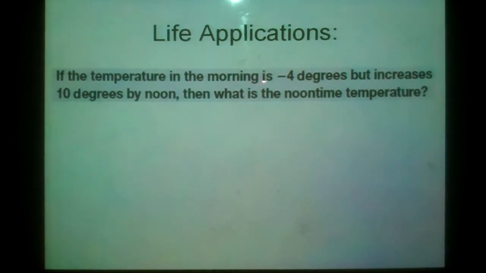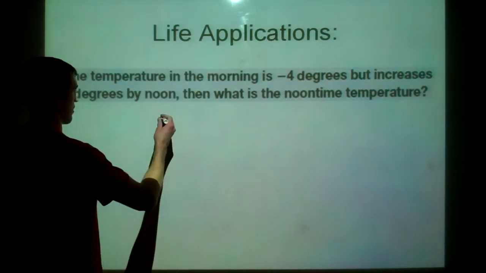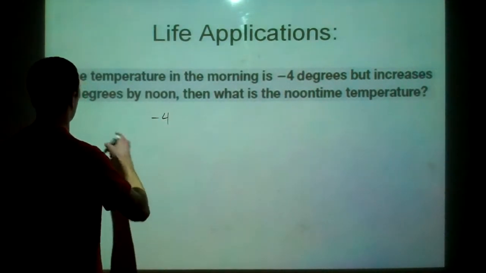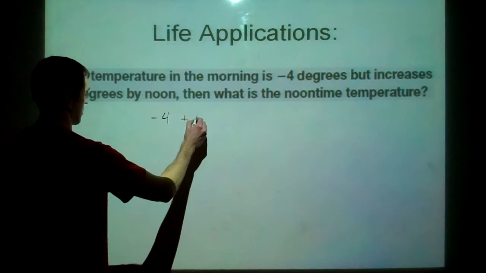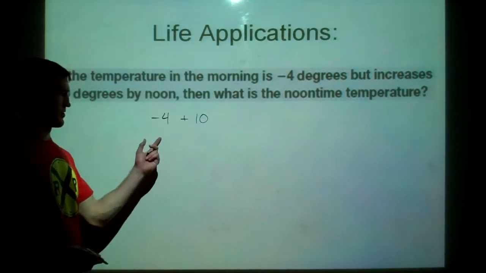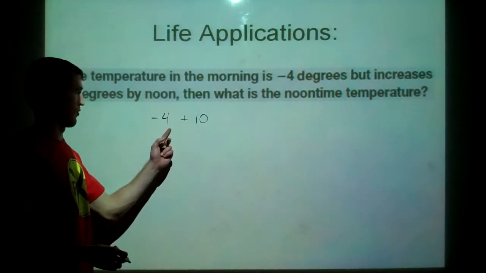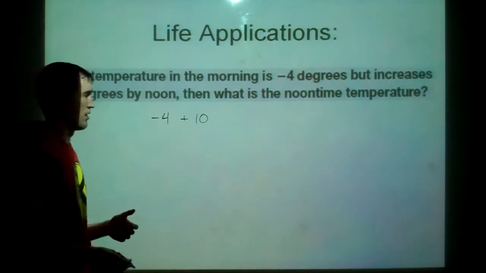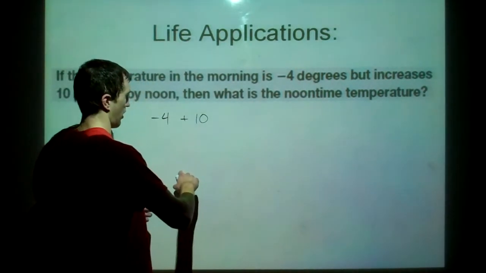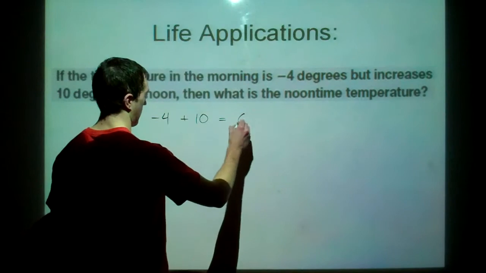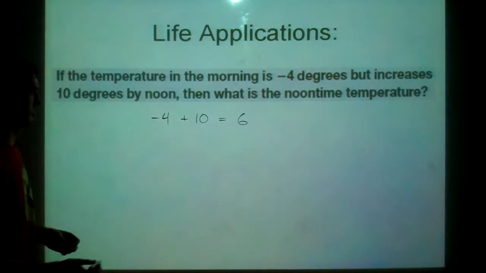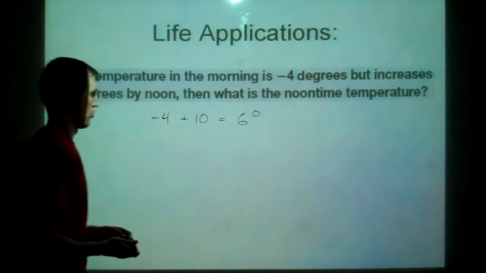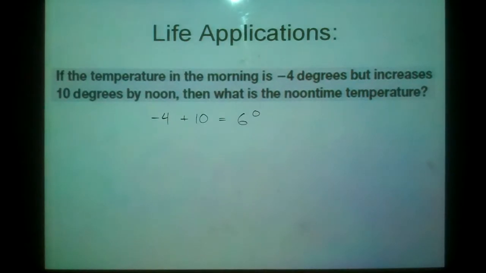If the temperature in the morning is -4 degrees, but increases to 10 degrees by noon, what is the noontime temperature? Well, that would leave us with -4 and going up 10 degrees. This is basically saying the same thing as 10 minus 4. Positive 10 minus 4, but -4 and going up 10 would leave you at positive 6 degrees at noon. And we're going to get into how to solve that.